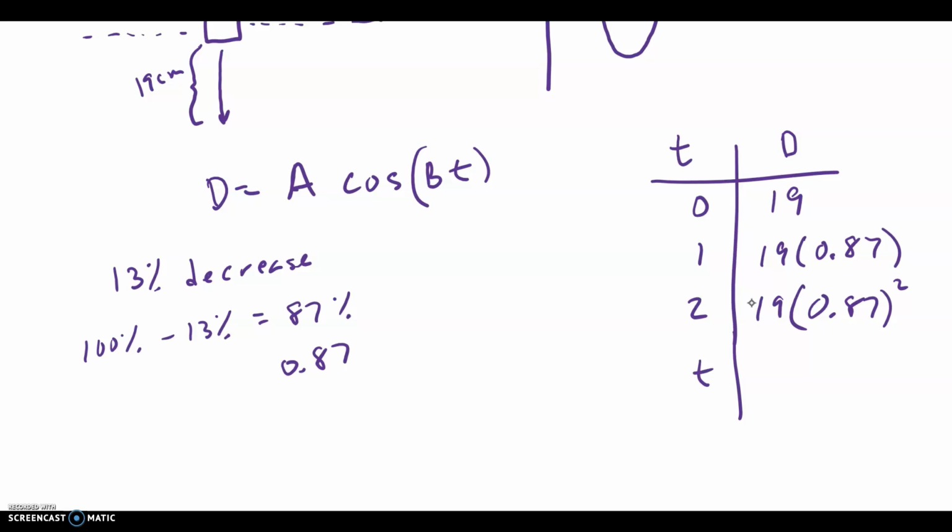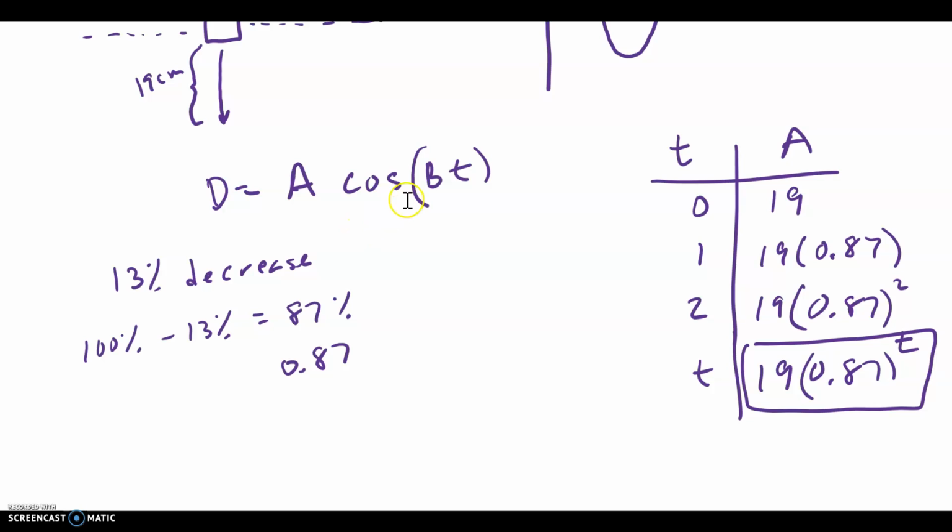And so at time t, the amplitude is 19 times 0.87 to the t power. All right, I guess instead of calling that distance, let's call that amplitude right there. Okay, so there's your formula for amplitude right there.